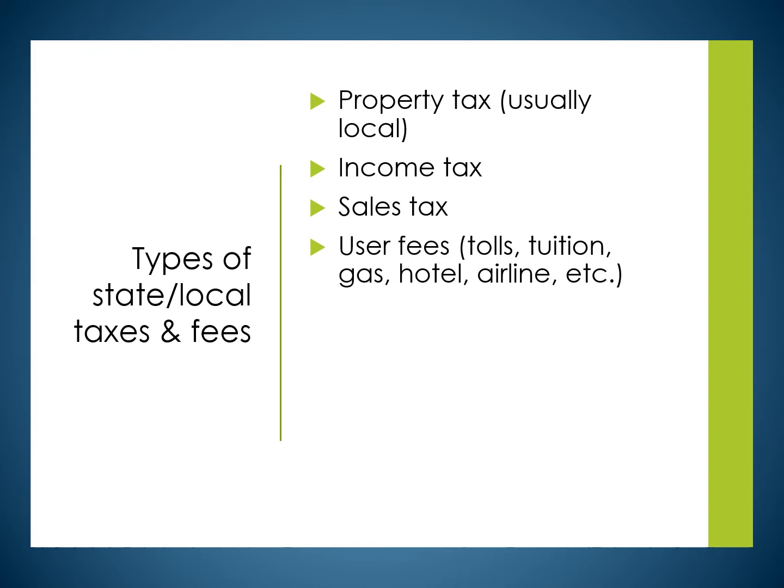User fees, these are things where we pay money to use something. I mentioned the state park campgrounds. Tolls for a turnpike. Actually, tuition is a user fee. Hotel taxes, charging fees to people who stay in hotels or who buy an airline ticket or a concert ticket. Those are all user fees.